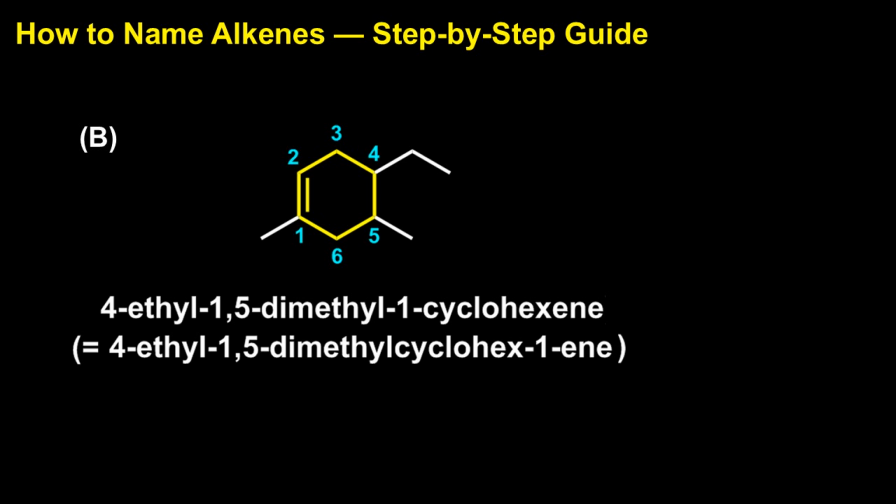We've got a 6-membered ring with a double bond, so the parent name is cyclohexene. The double bond is between carbon 1 and 2, and usually we don't need to write the 1, it's understood. But if there are substituents, it's helpful to include it just to be clear. Now check out the substituents. A methyl group on carbon 1, another on carbon 5, and an ethyl group on carbon 4. Putting it all together, we get 4-ethyl-1,5-dimethyl-1-cyclohexene.